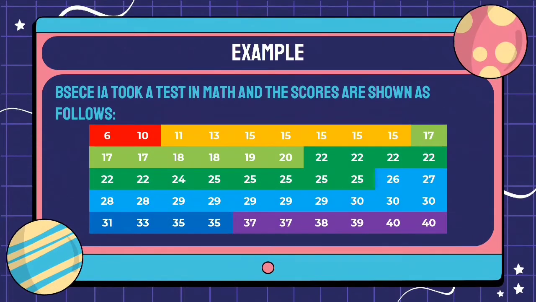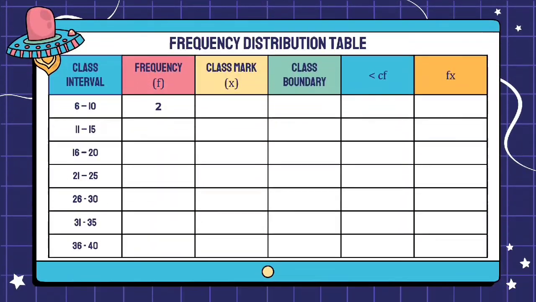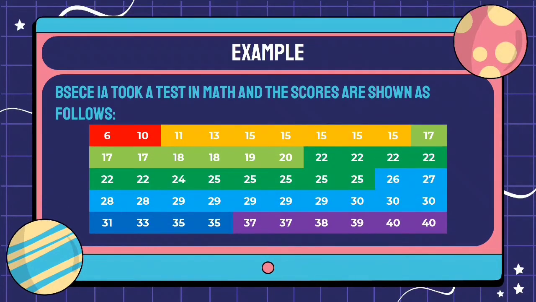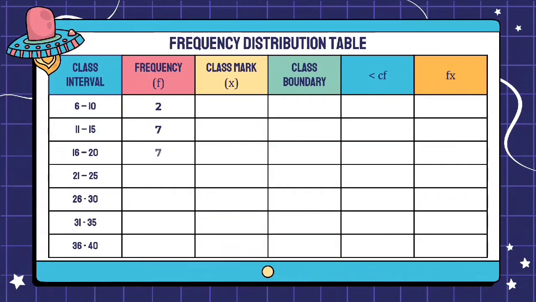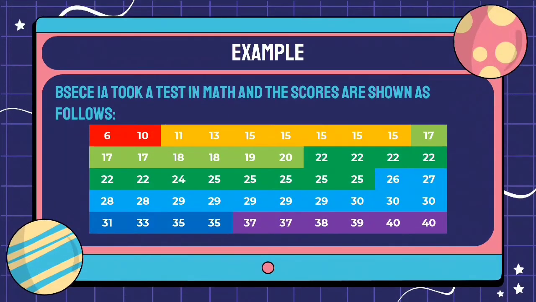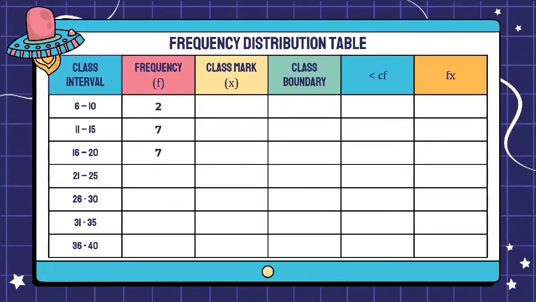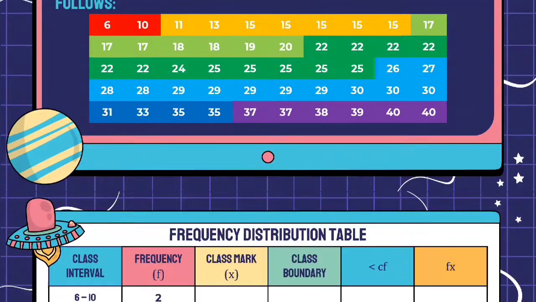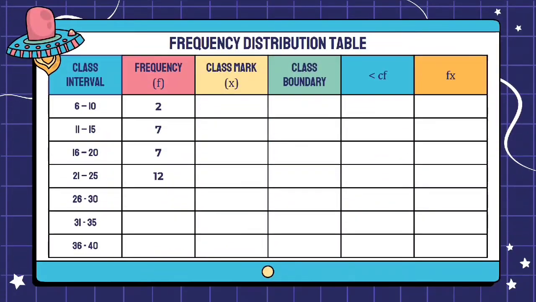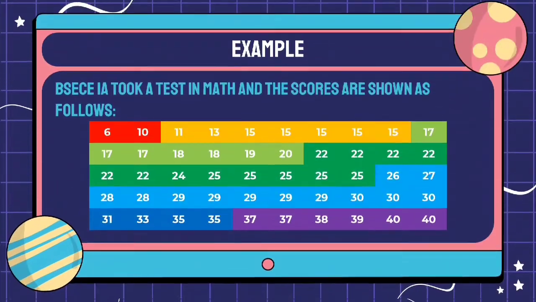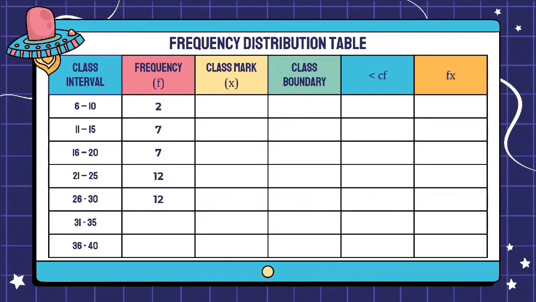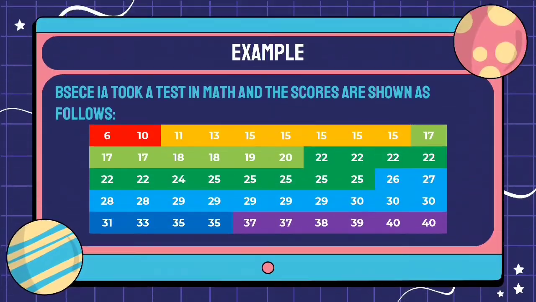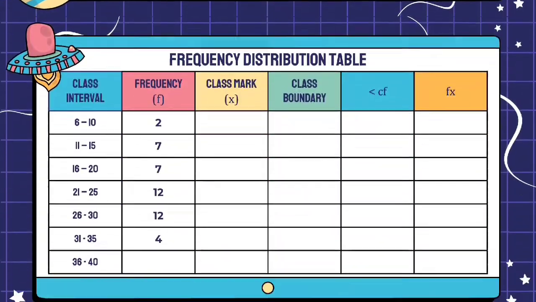Same goes with the 11 to 15 class. They appeared 7 times. Class 16 to 20 also appeared 7 times. Class 21 to 25 appeared 12 times. 26 to 30 also appeared 12 times. 31 to 35 appeared 4 times. And 36 to 40 appeared 6 times.